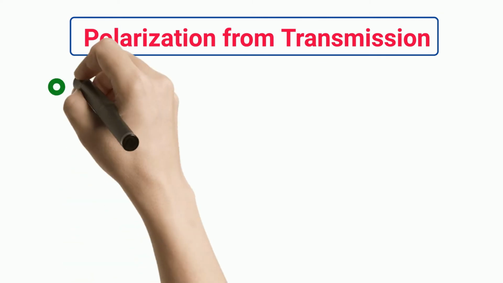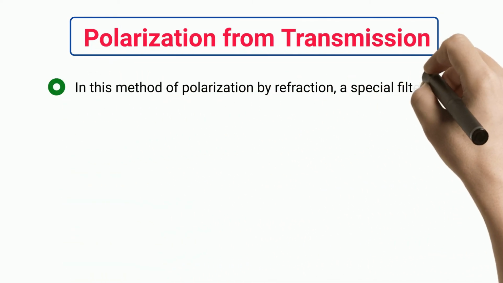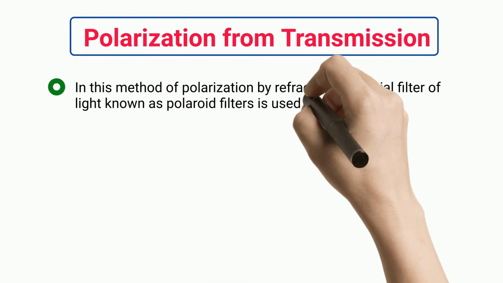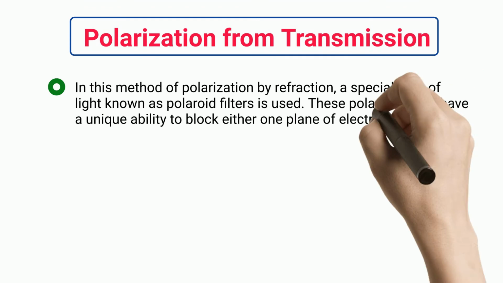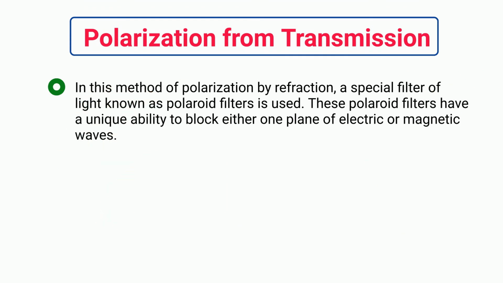Polarization from transmission. In this method of polarization by transmission, a special light filter known as a Polaroid filter is used. These Polaroid filters have a unique ability to block either one plane of electric or magnetic waves.